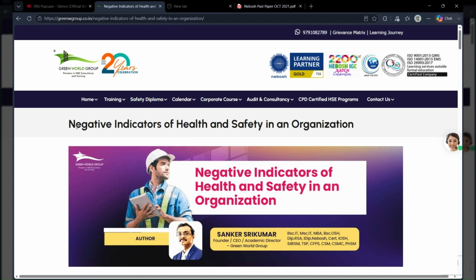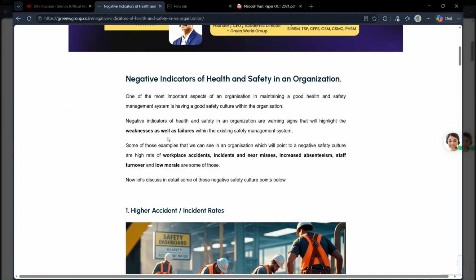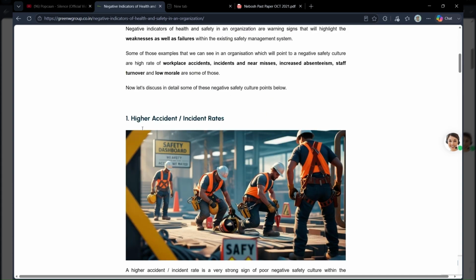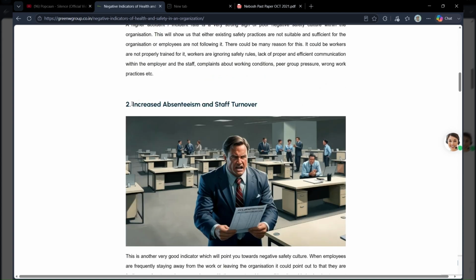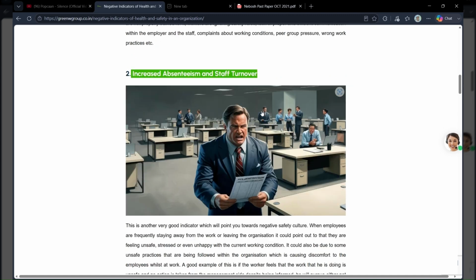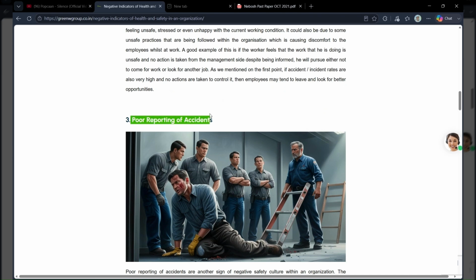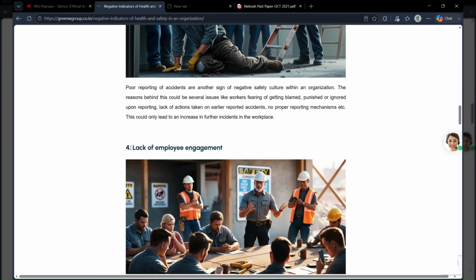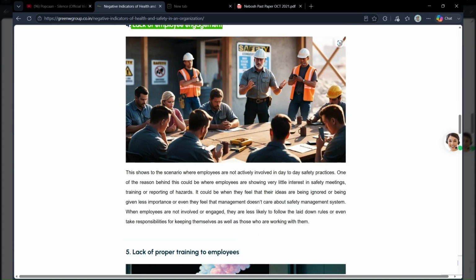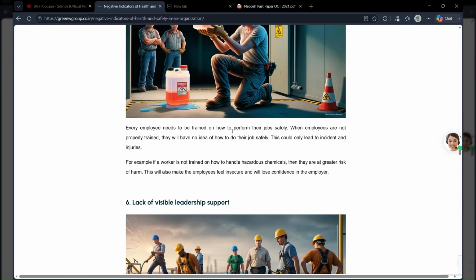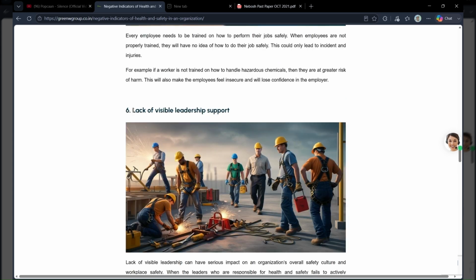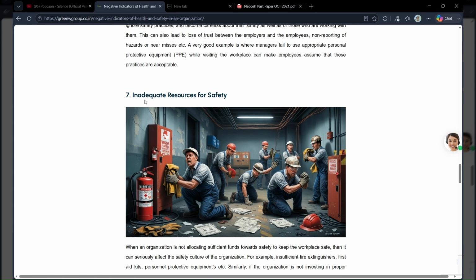Today I'm going to be using again the Greenwald Group page, and they're telling you the negative indicators of HSE. We have high accident and incident rates. We have increased absenteeism and staff turnover due to accidents. Poor reporting of accidents or incidents. We have lack of employee engagement, for example, in undertaking or formulating risk assessments. Number 5, we have lack of proper training to employees. And then we have lack of visible leadership support. All right. Inadequate resources for safety.